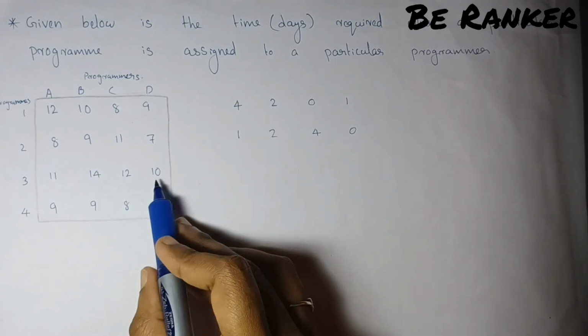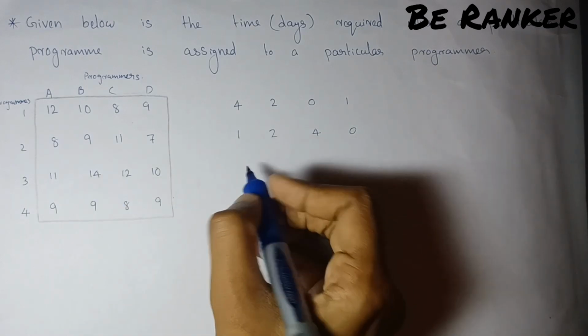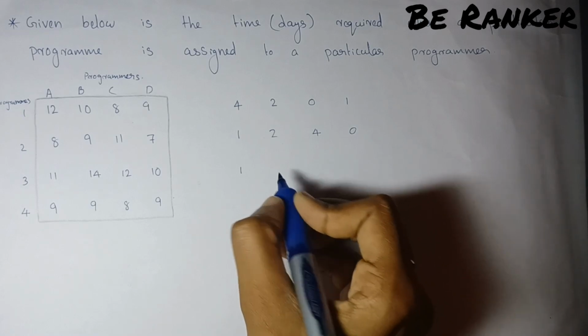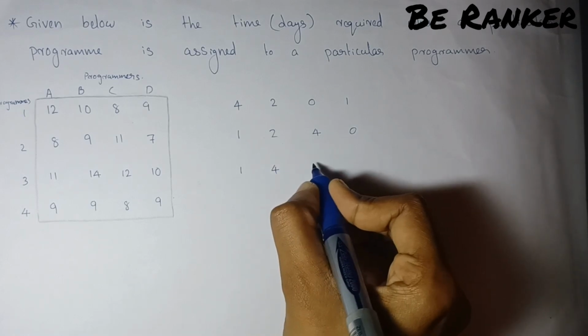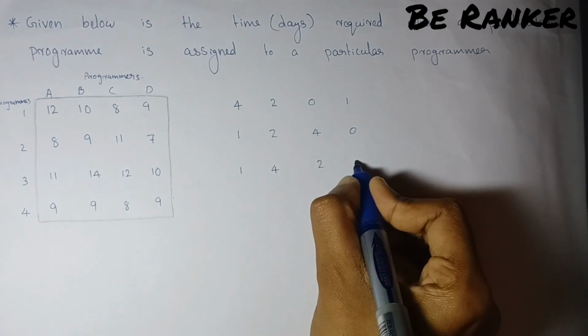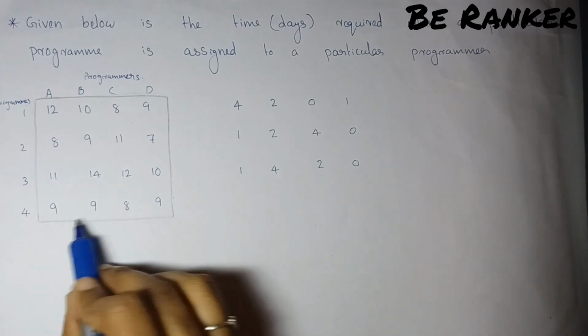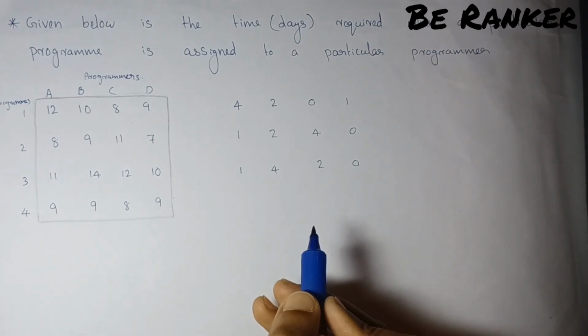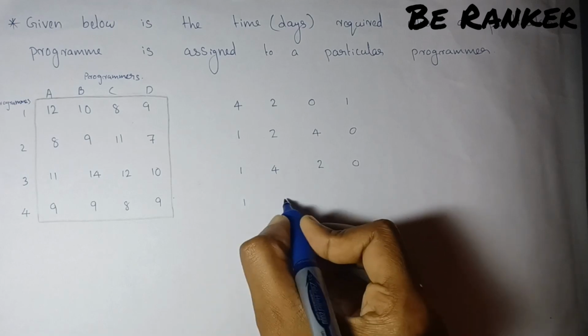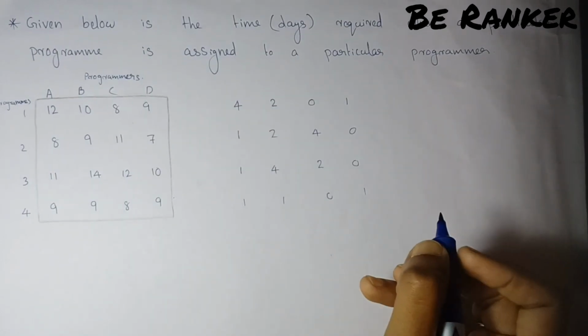In the third row, it is 10. So 11 minus 10 is 1, 14 minus 10 is 4, 12 minus 10 is 2, and 10 minus 10 is 0. In the last row, the minimum one is 8. So 9 minus 8, 1; 8 minus 8, 0; 1, 0, 1. Okay.